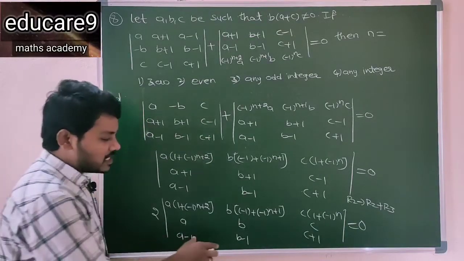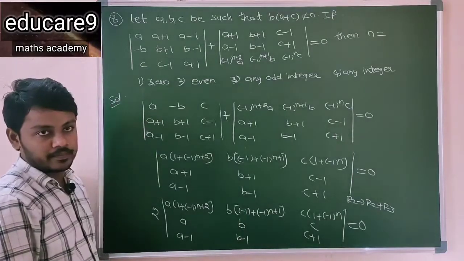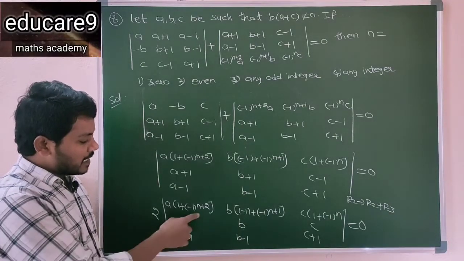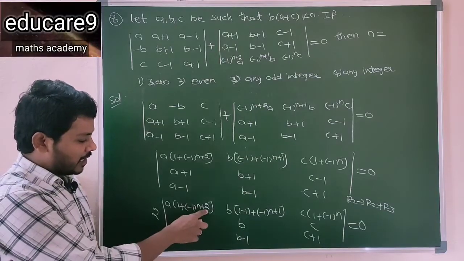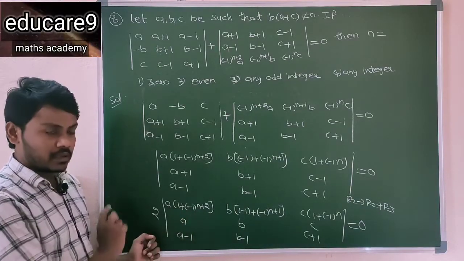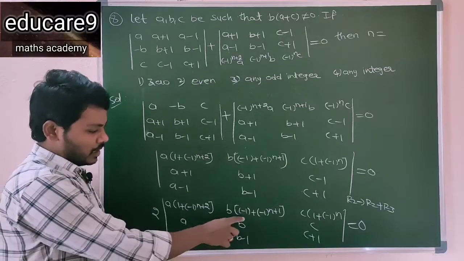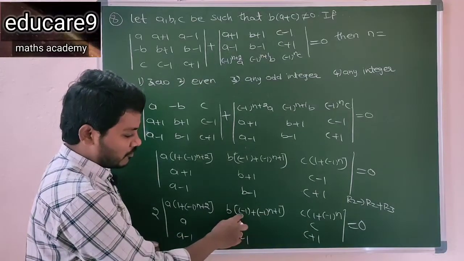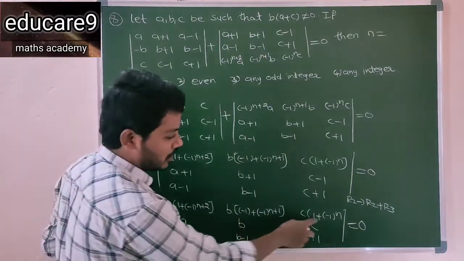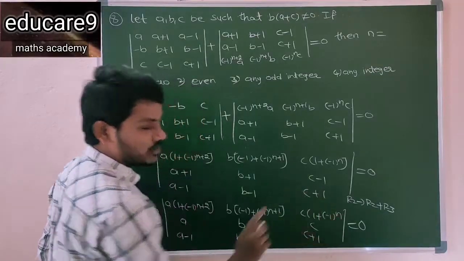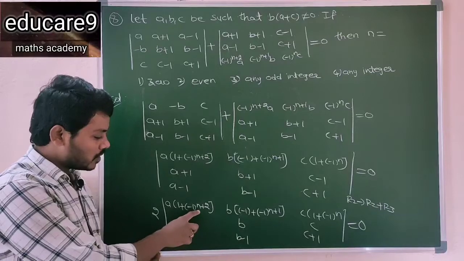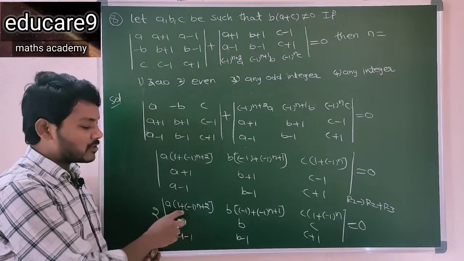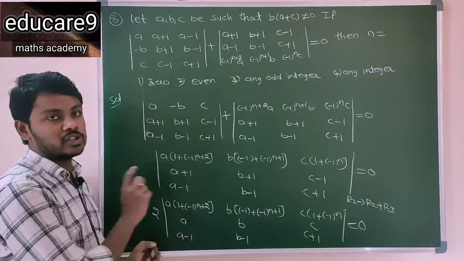So whenever this determinant equals to 0, if you put n is 1, so what you get? You will get minus 1 here, minus 1 plus 1, 0. And here minus 1 plus 1, 0. And here also 1 minus 1, 0. For example, if you put n is equals to 2, so you will get 1 plus 1, 2. This is not equals to 0.